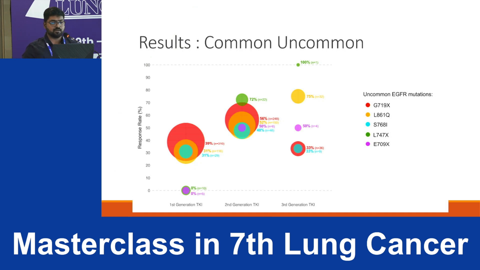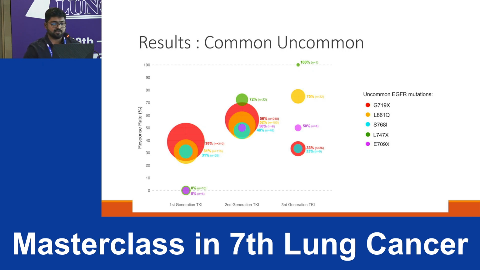So here, each bubble represents a response rate for a particular mutation, and it is color coded, as you can see here, and the number of patients. The size of each bubble is directly proportional to the number of patients. So instead of focusing on the numbers, I would want you to get a rough idea of the response rates here for the 3 generations of TKIs. After all, we are only retrospectively comparing retrospective data, but that's all we have.